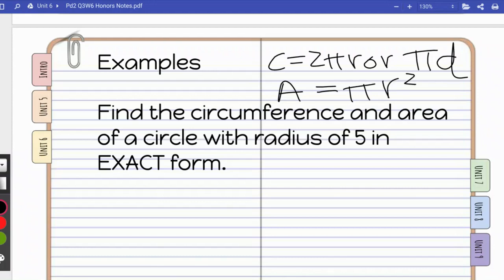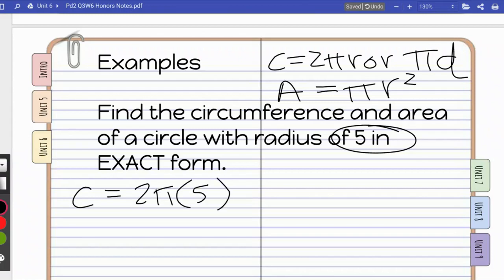So if I want the circumference of a circle that has a radius 5, well, that would just be 2 times pi times 5. I want this in exact form, so we're going to leave the pi. So what's 2 times 5? That's 10. So my answer is 10 pi. And then this is in inches because it's a circumference.